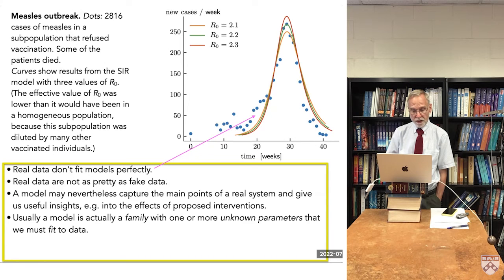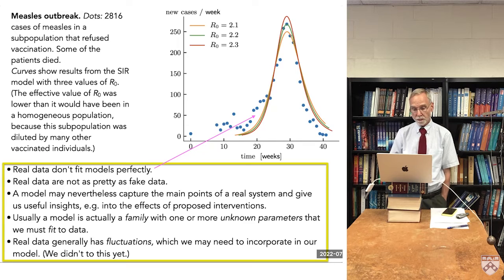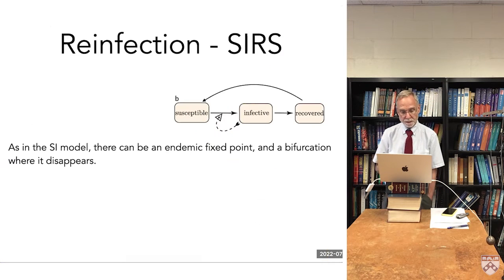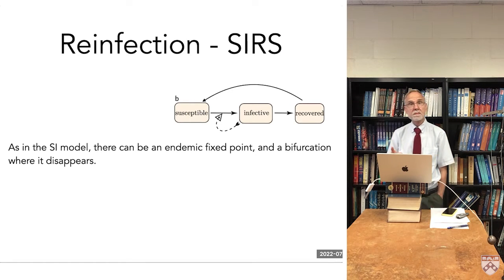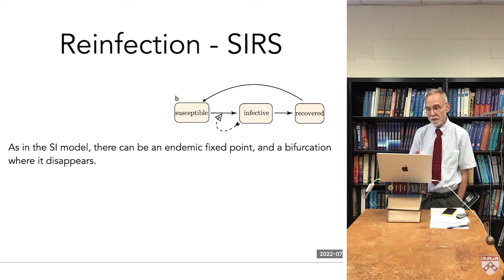Usually a model is actually a family of models with some unknown parameters that you have to fit to the data. And real data generally have these fluctuations, as I mentioned. There's some scatter in those points. We may need to incorporate those into our model. Okay, we can build on to more elaborate and more accurate models.